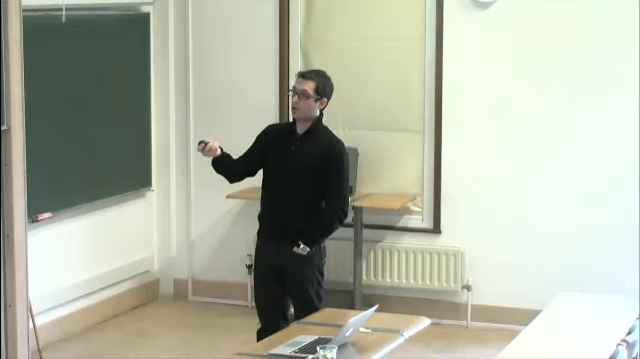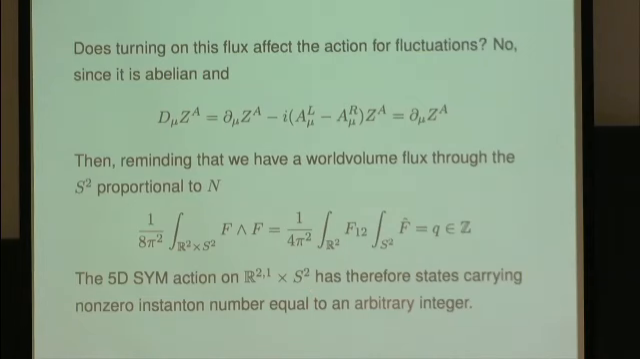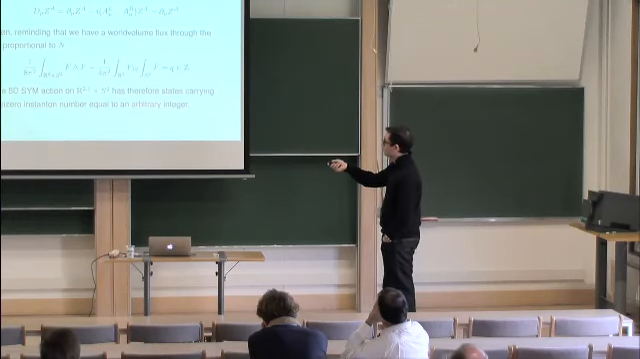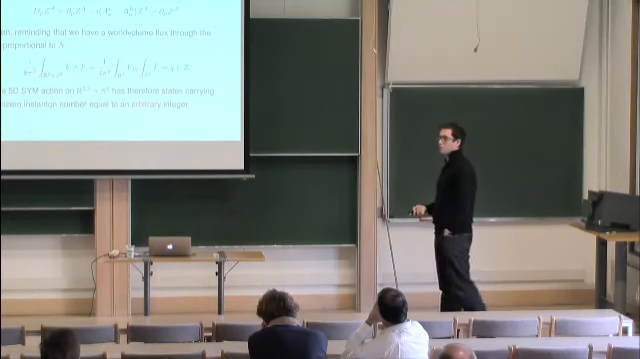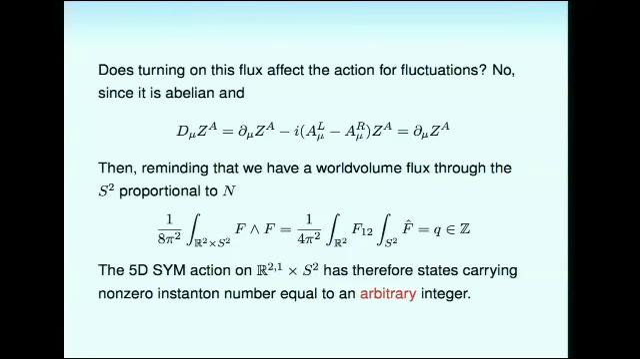So 5D Yang-Mills on R^{2,1} times S² has therefore states carrying non-zero instanton number equal to an arbitrary integer, and this is the punchline of our result. Since in ABJM theory you've got a full description of all the M-theory physics if you turn on these fluxes and as a result monopole operators, and you see here that these fluxes map one-to-one to the instanton number from the point of view of 5D Yang-Mills. The idea is that 5D Yang-Mills, including all instanton charge states, is also going to be describing exactly the M5 brane dynamics.